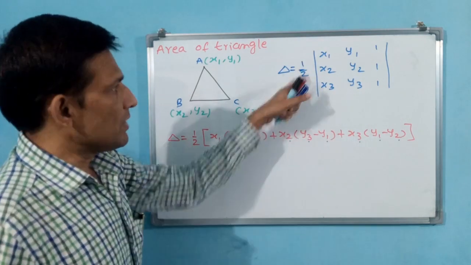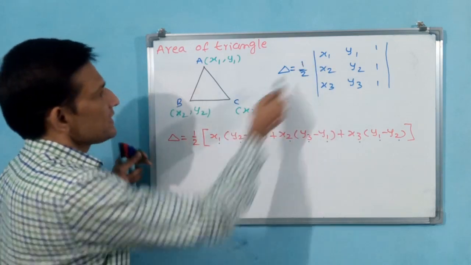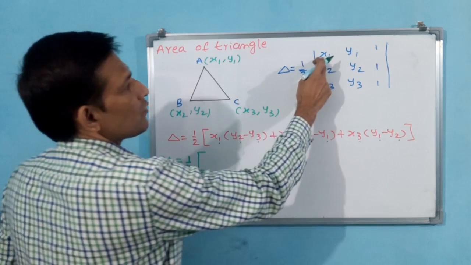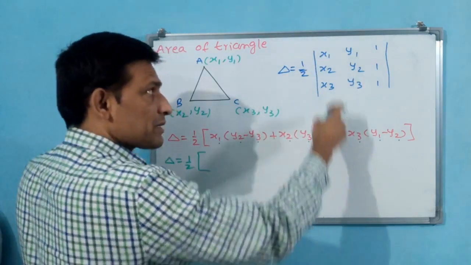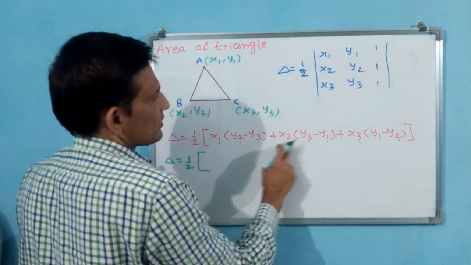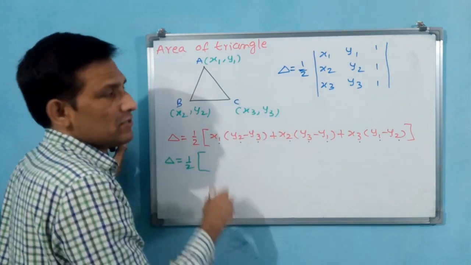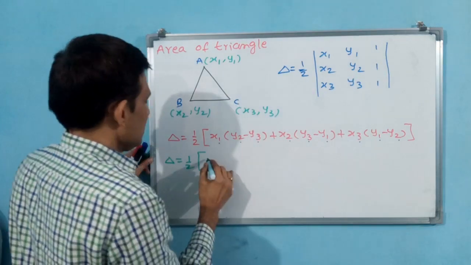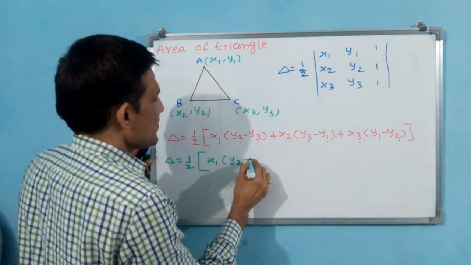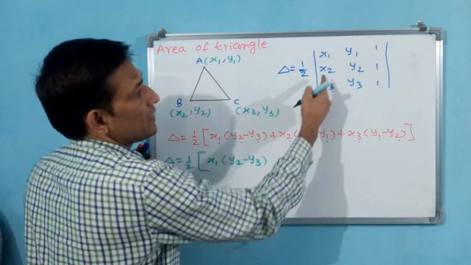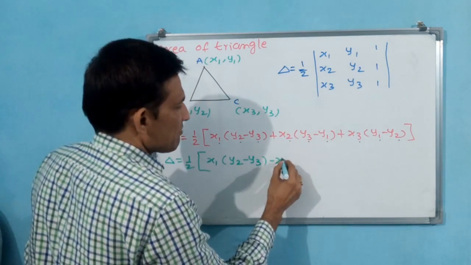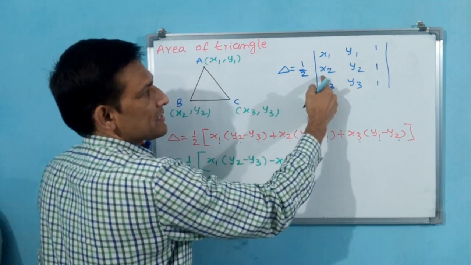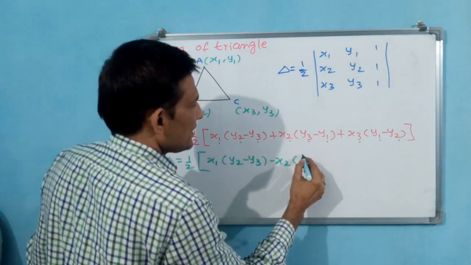Let us write this formula. Delta is equal to half into... Now you see, x1 into, we will expand by column 1. Why? Because x1, x2, x3 are there. We want to equate these two, whether it is correct or not. Like x1 into y2 minus y3. Minus x2, here plus is there, why? Because plus minus plus. Minus x2, y1 minus y3.